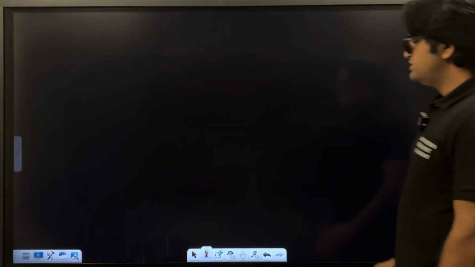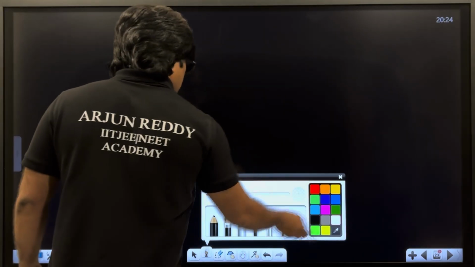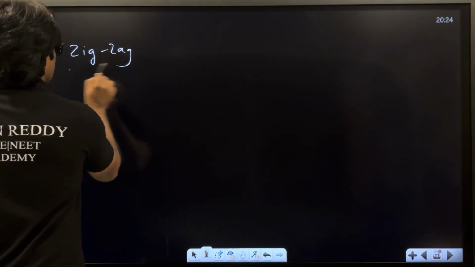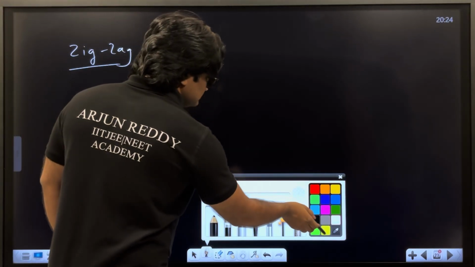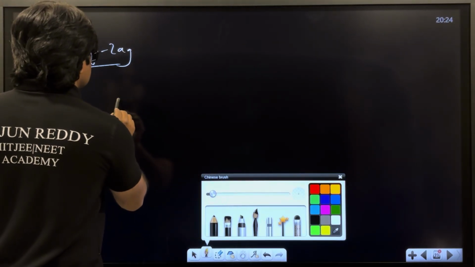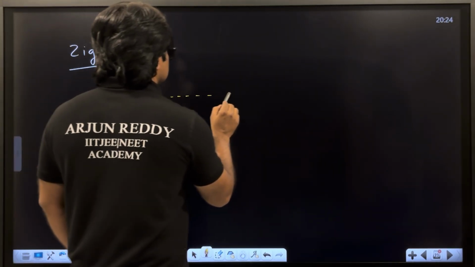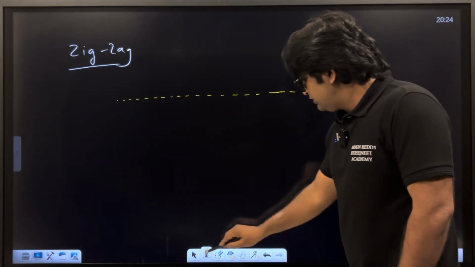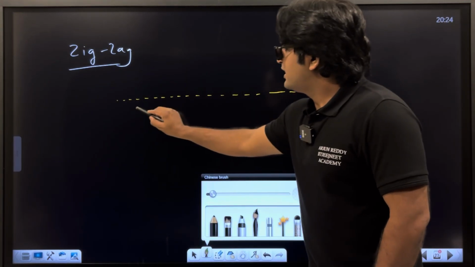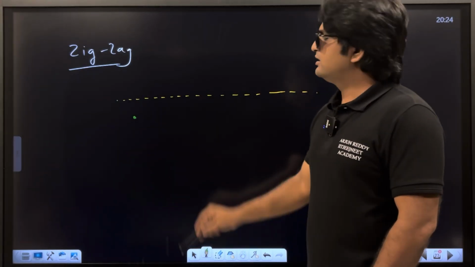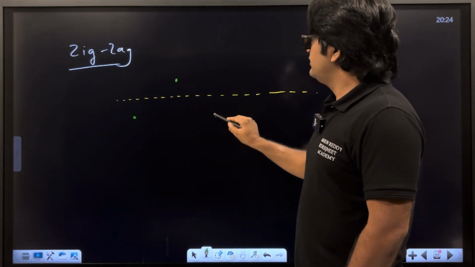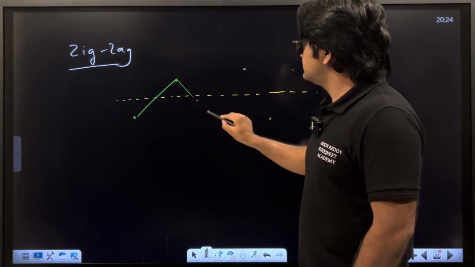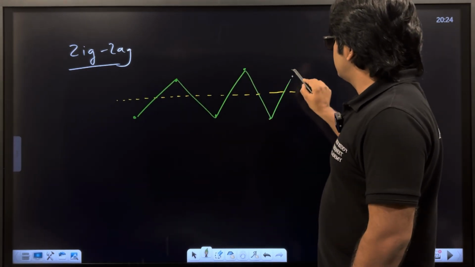Last one, zigzag representation. In zigzag representation, let us take one reference line like this. This is our reference line. Okay. According to this reference line, one carbon atom is below that reference line, one carbon atom above, below, above, below, above. Just you connect like this. This is what we call zigzag representation. That's it.